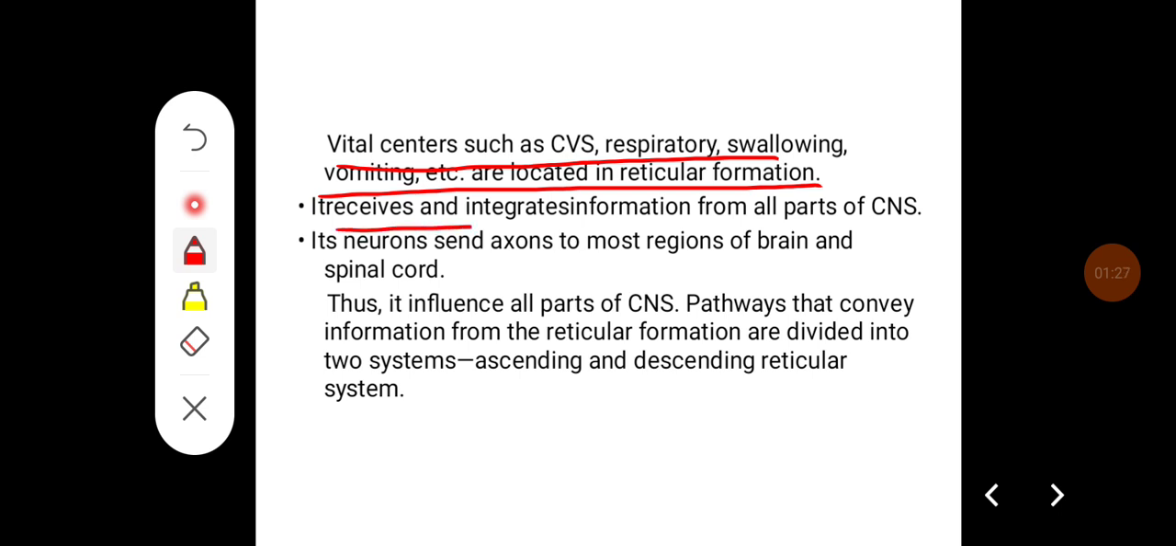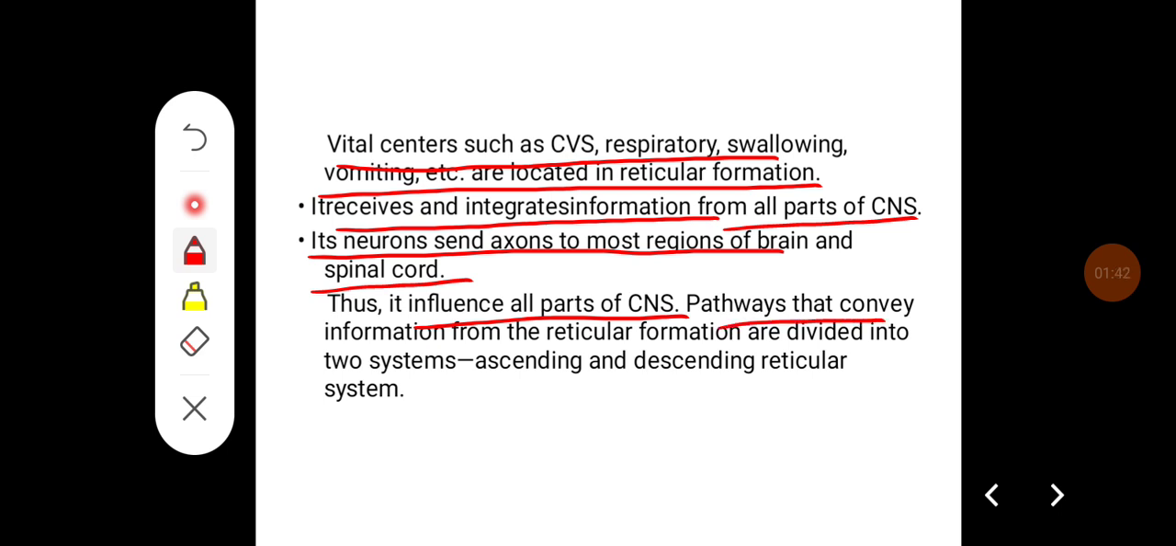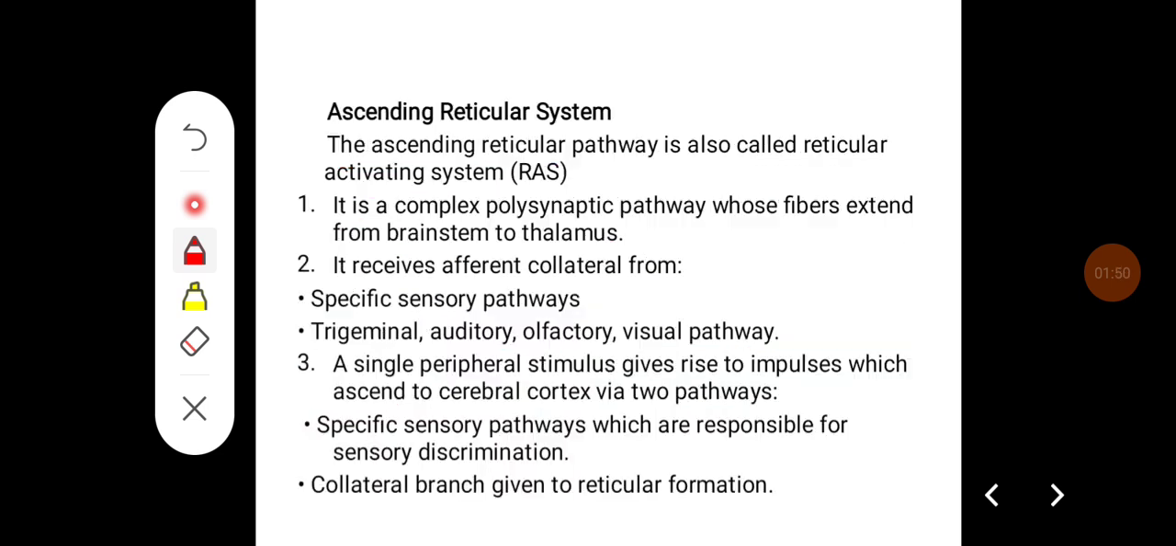It receives and integrates information from all the parts of central nervous system. Its neurons send axons to most regions of brain and spinal cord. Thus, it influences all the parts of CNS. Pathways that convey information from reticular formation are divided into two systems, that is ascending and descending reticular system.